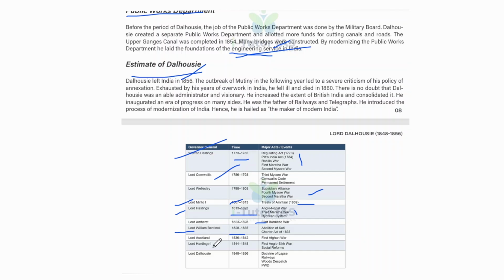And Lord Hardinge came before Dalhousie. These are the governor generals of just a short period of time. 1844 to 48, First Anglo-Sikh War and social reforms. Lord Dalhousie is the last governor general, and after that the viceroys' era started, and also the 1857 mutiny started. 1848 to 1856, doctrine of lapse, railway, Wood's Dispatch, and PWD are the major acts of Dalhousie. So far we have discussed that.